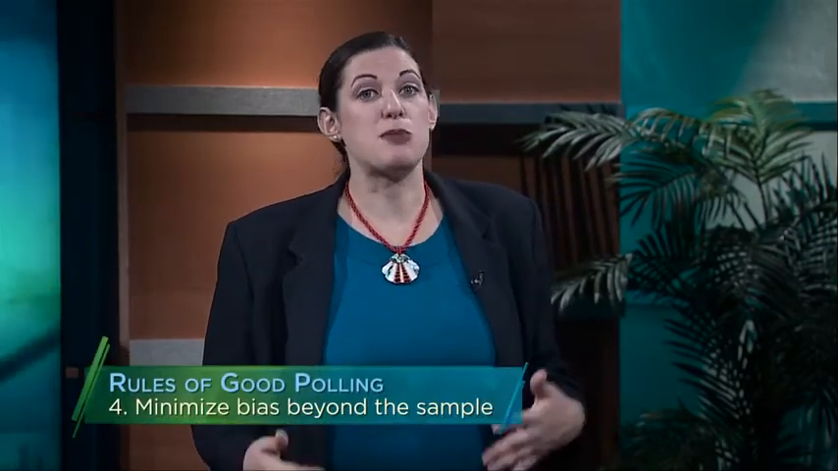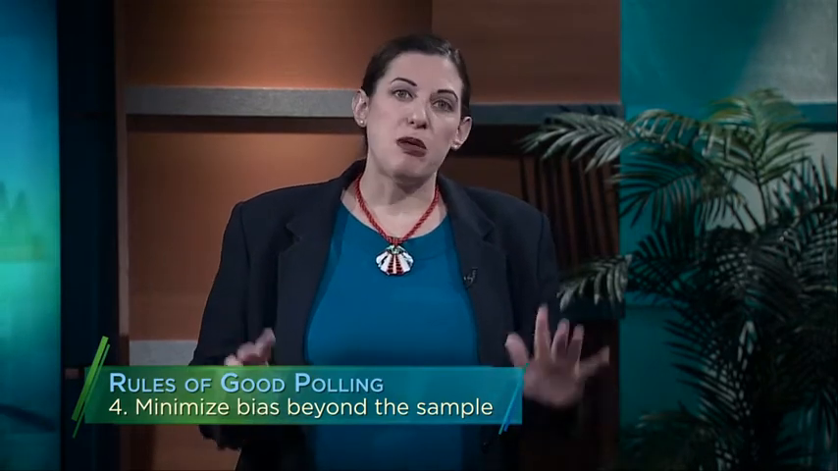So between rules 1, 2, and 3, I hope I've convinced you that the sample, how we select it, its size, and how we ensure inclusion is all really important to a good scientific poll. Unfortunately, there are plenty of other ways for our poll to fail. That brings us to rule number 4, minimize bias beyond the sample. Now, be warned, I could spend another half hour just discussing all the other ways in which our poll results can become biased, but I'll just briefly touch on a few big ones here.